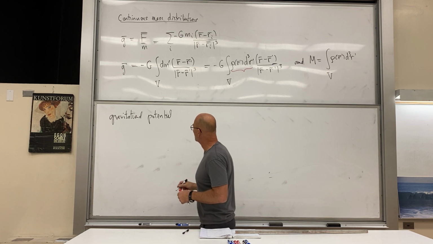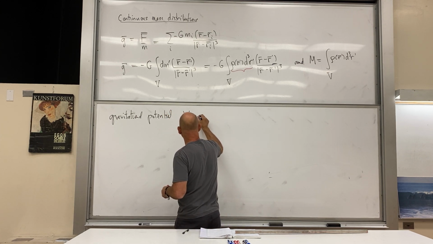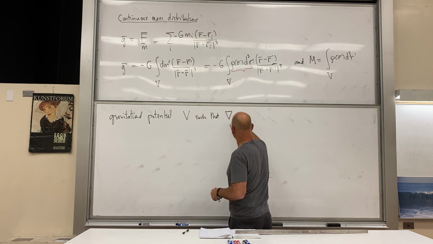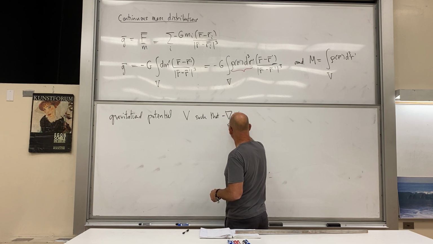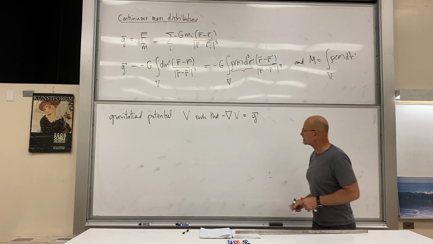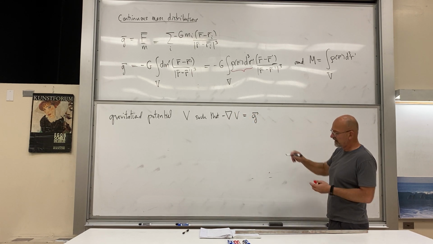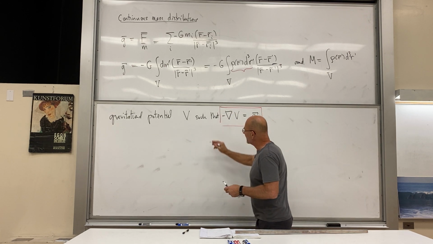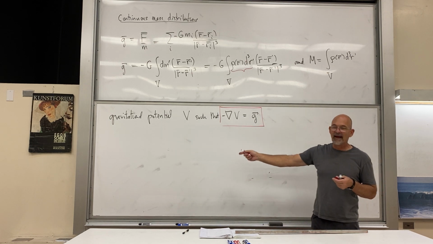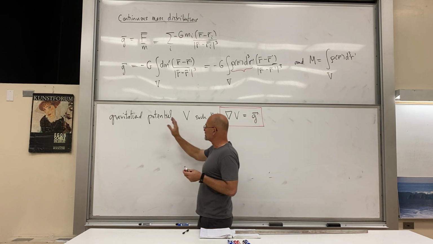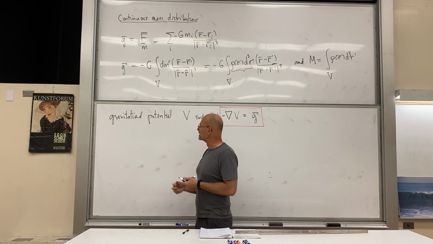And that will be V such that the gradient of V, or minus the gradient of V, gives us G. Minus the gradient of V gives us G. And this is not the potential energy, this is potential energy divided by a mass, okay? So we call it the potential, not the potential energy. Of course, we've been calling the potential energy the potential, so you just gotta know what you're talking about.